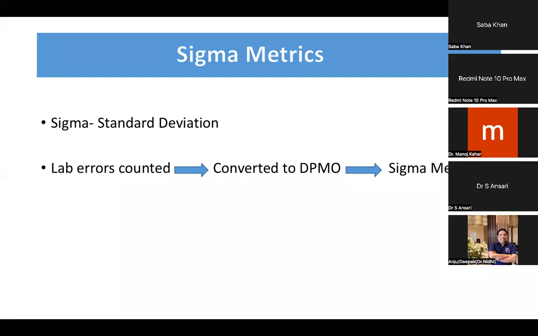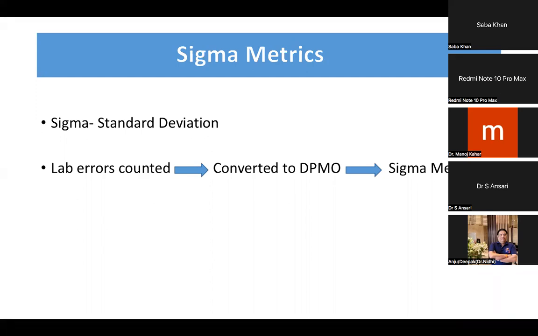So now we will discuss this sigma. What is sigma? Sigma is a Greek symbol for standard deviation, because in Six Sigma we use standard deviation. So we are using this symbol sigma. Metrology means the study of measurement. Metrics means some measurement. In this, we are using some measurements, and this measurement is standard deviation. So we say sigma metric.